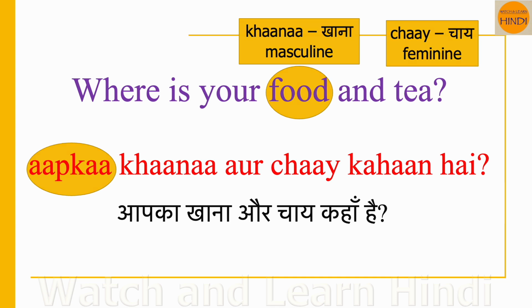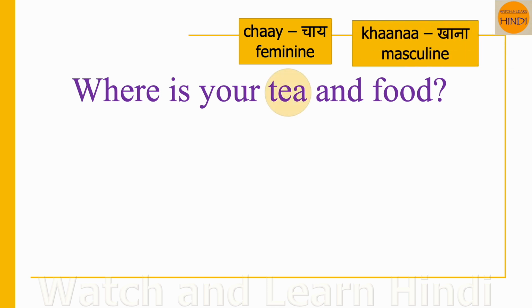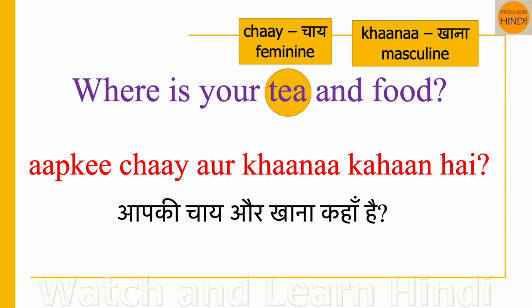And what happens if we reverse the sequence? And if we say, where is your tea and food? In this case, again, you know, tea is feminine, food is masculine, but tea is the first word. So we are going to go with the gender of tea, which is feminine. So we use the word आपकी. आपकी चाय और खाना कहाँ है? आपकी चाय और खाना कहाँ है? Where is your tea and food?